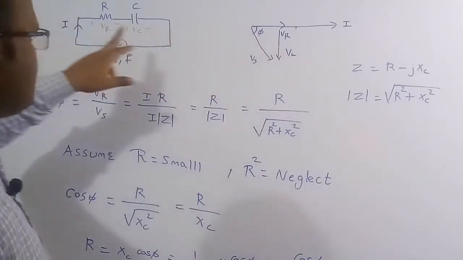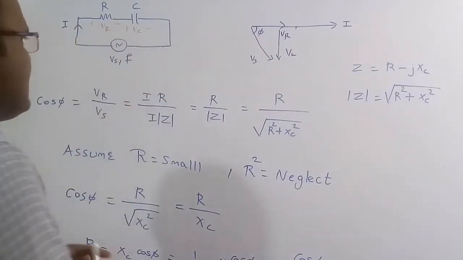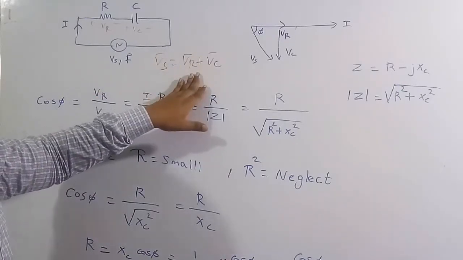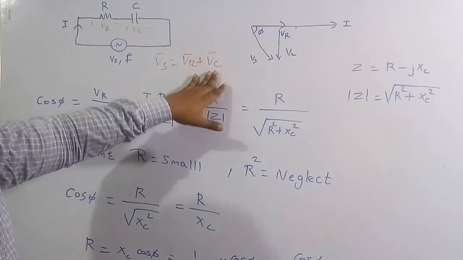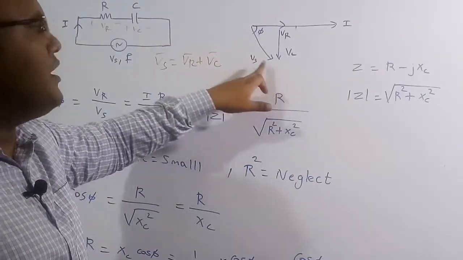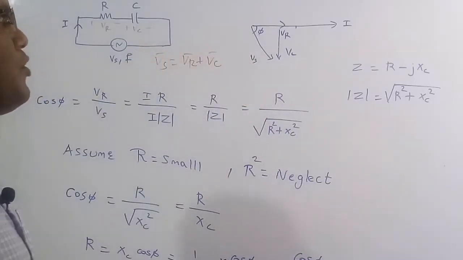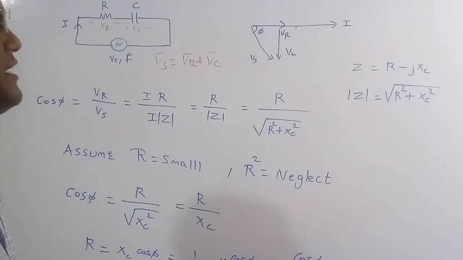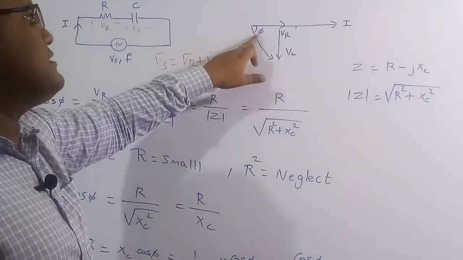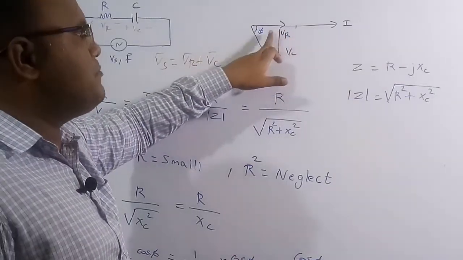Now, as these are VR and VC, the Vs is the net voltage, or we can say the supply voltage is the vector sum of the voltage across the resistor and the voltage across the capacitor. By vector addition, this line gives the supply voltage Vs. Now, if you want to know the power factor angle, it is the angle between the supply voltage and the supply current. So phi is the angle between the supply voltage and the supply current. Phi is called the power factor angle.